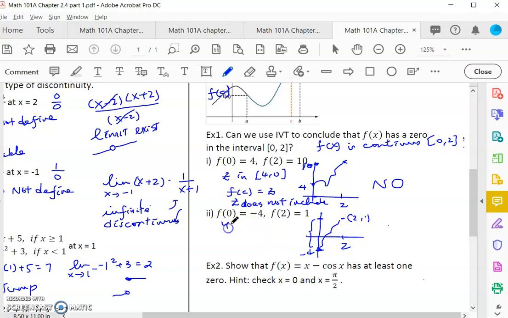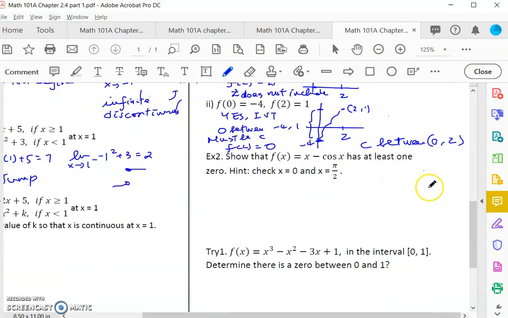So you will say yes, because of IVT, the intermediate value theorem. 0 is between negative 4 and 1. So there must be a c so that f of c is equal to 0. And this c is between 0 and 2. Okay, so that's the use of IVT.